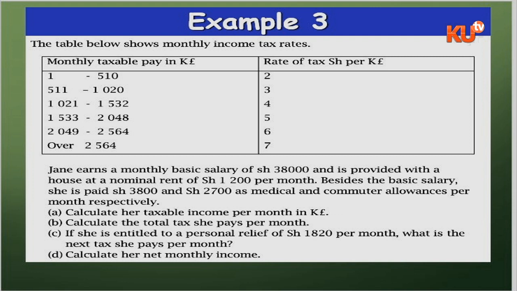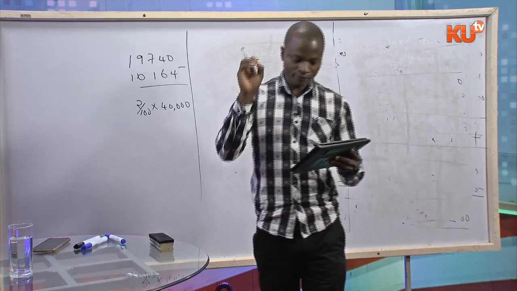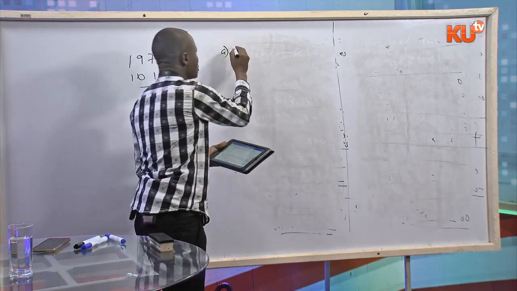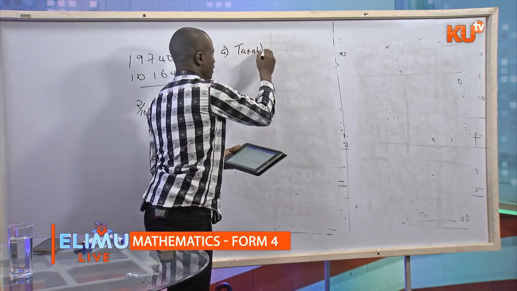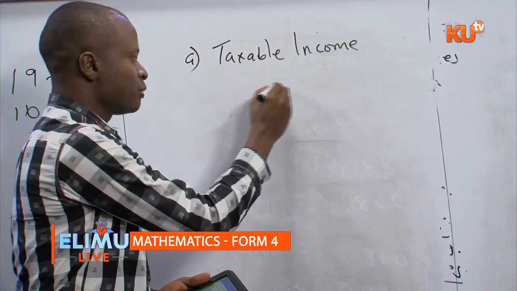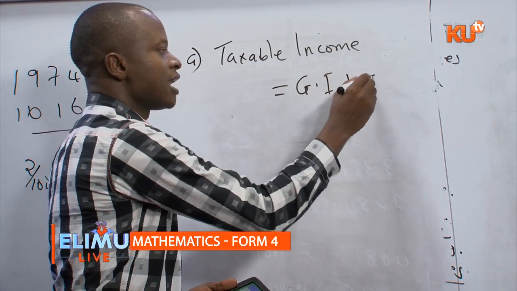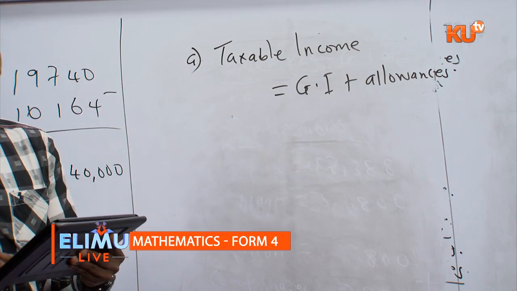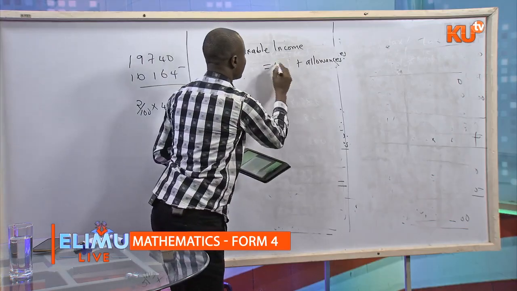Why are we talking about Kenyan pounds? Look at the table. Monthly taxable pay in Kenyan pounds. Then rate of tax in shillings per pound. That means we must look at the taxable income in Kenyan pounds. So part A, we want to look at her taxable income. So you write here, taxable income. Then keep writing the formula so that it becomes part of you. Taxable income is gross income plus allowances.